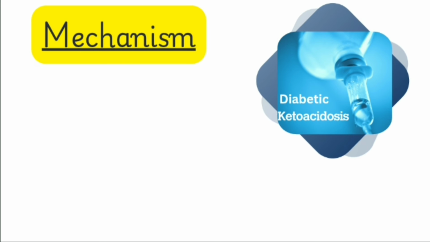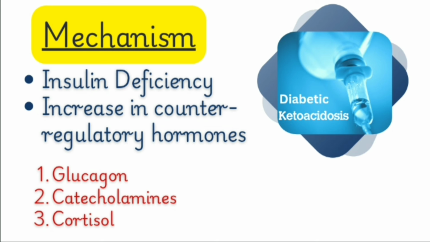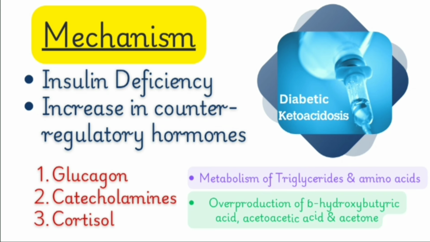So what happens in DKA? Since we all know that DKA is primarily a complication of type 1 diabetes mellitus, but it can occur in type 2 diabetics as well who have severe illness like sepsis and trauma. So there is insulin deficiency as well as increase in counter-regulatory hormones, that is glucagon, catecholamines and cortisol. This leads to metabolism of triglycerides and amino acids instead of glucose for energy. Hence, there is overproduction of beta-hydroxybutyric acid, acetoacetic acid and acetone, which ultimately leads to acidosis. Due to overproduction of acetone, there is fruity breath in the patients of DKA. Early recognition and treatment is important because the combination of acidosis and hyperglycemia can be fatal.